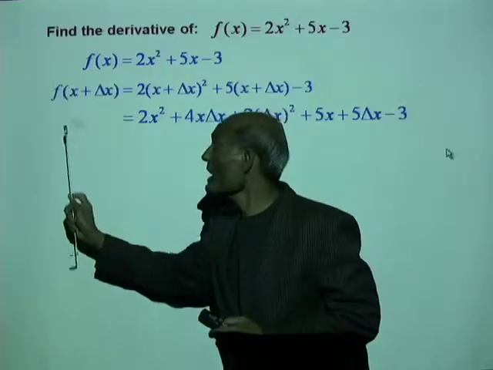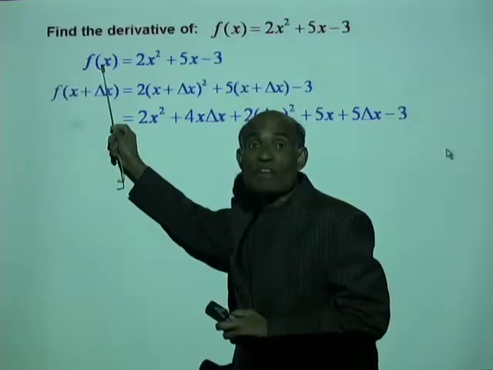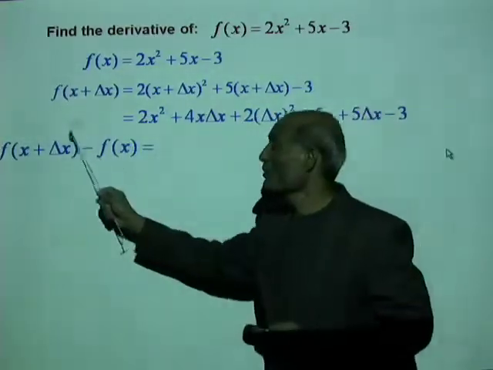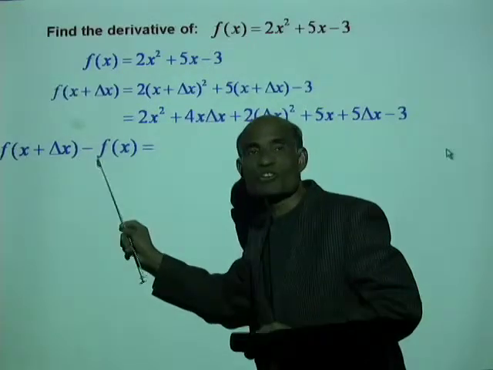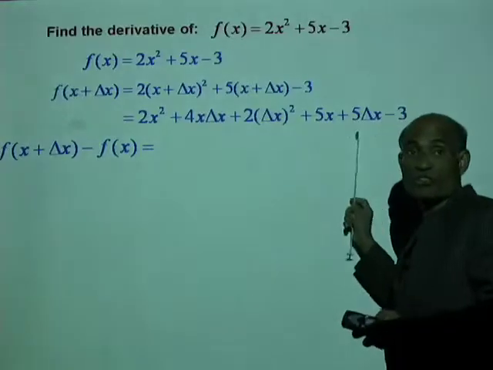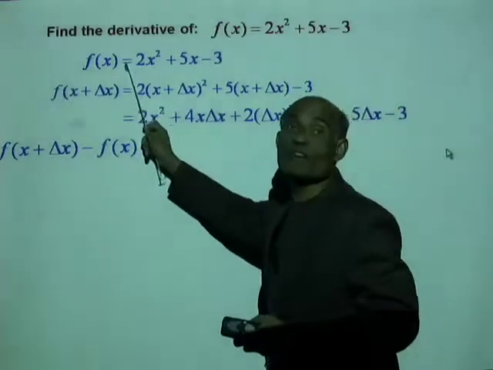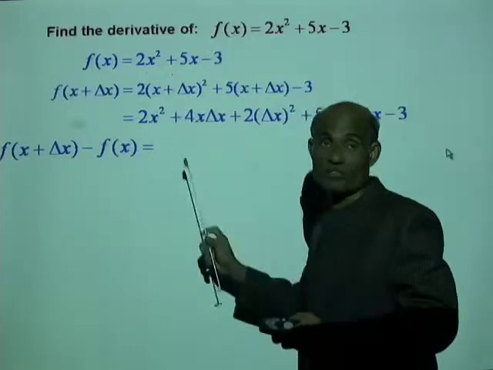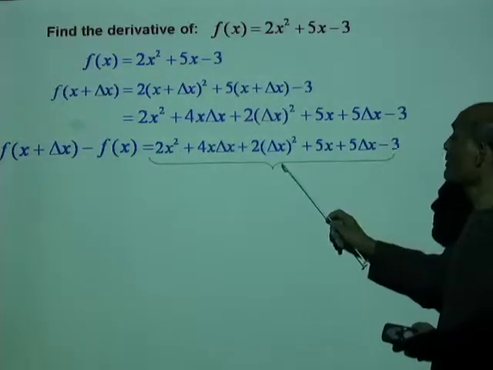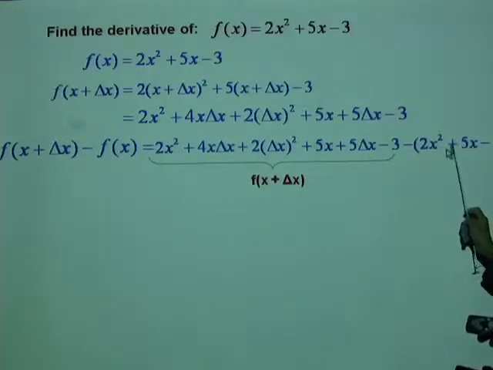We now need to find f of x plus delta x minus f of x. Find a change in the function value. So what is f of x plus delta x minus f of x? f of x plus delta x is this whole quantity. Minus f of x is this quantity. Let's write that. So this is f of x plus delta x. Then subtract f of x. That's your f of x.